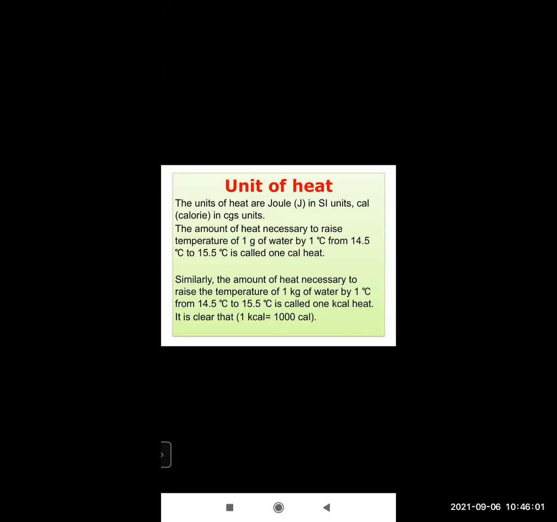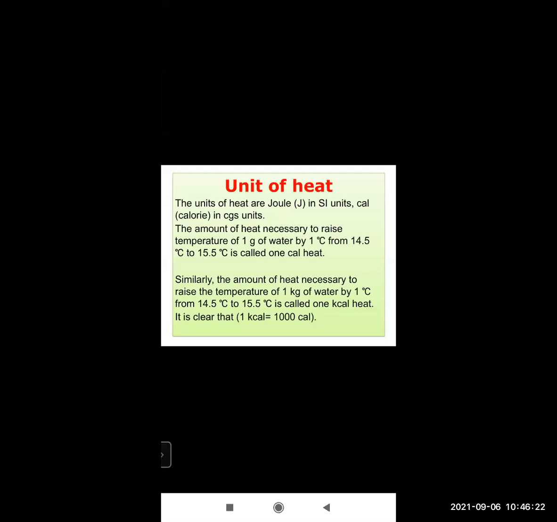Now, apart from this, erg and kilocalories are also units of heat. Remember this: joule, erg, calorie, kilocalorie. These all are units of heat. So further, we are going to see how it will be converted. Now, first we'll see the meaning of 1 calorie heat definition.